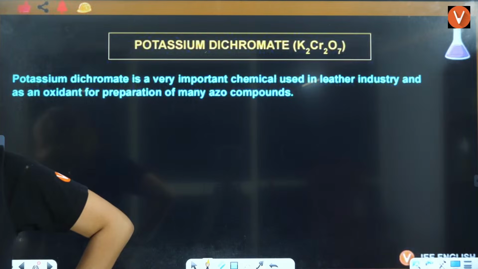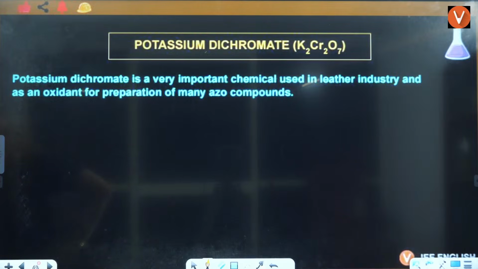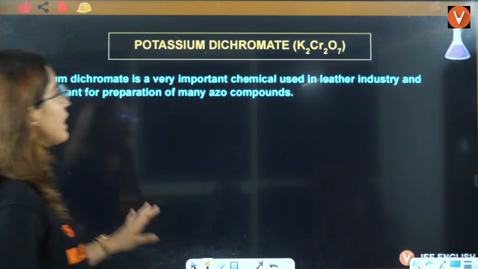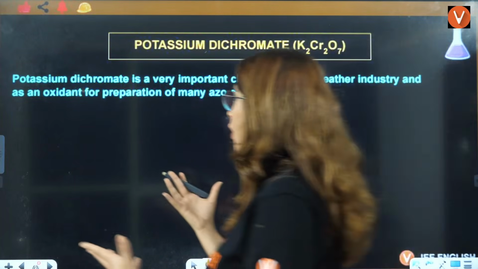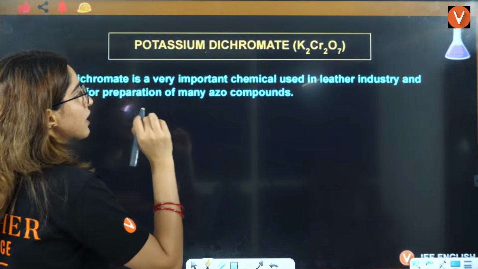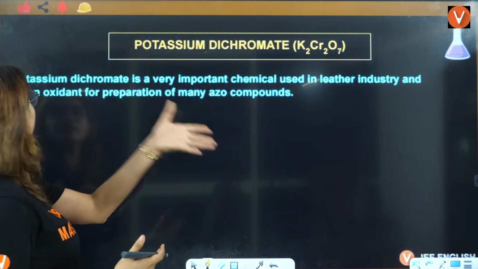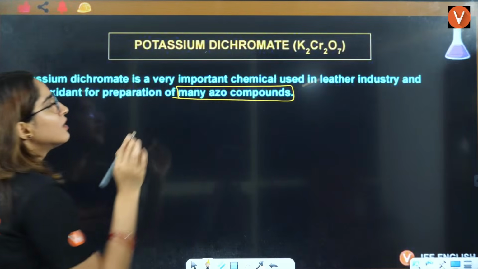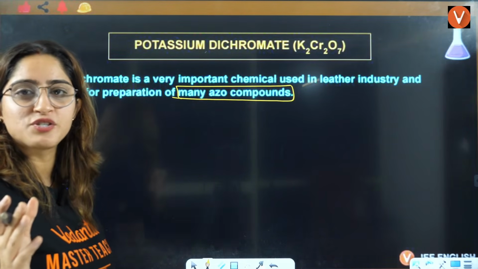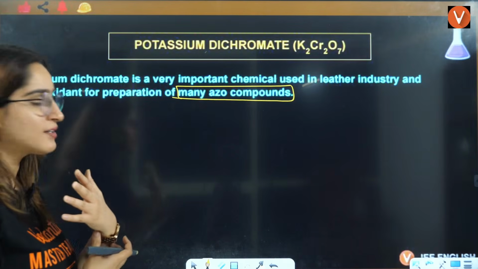Yes, wait a minute. Let me see if we are left with anything here. I think we have completed everything here. Okay, so in potassium dichromate, that is K2Cr2O7, how is it formed? Firstly, it is a very important chemical used in the leather industry and an oxidant for preparation of many azo compounds. You must have seen this in organic chemistry.